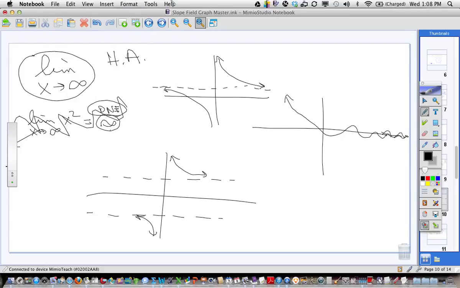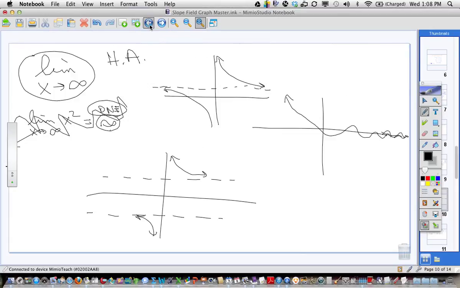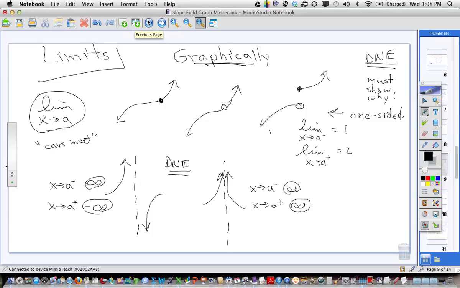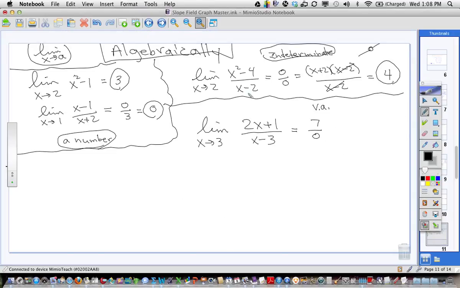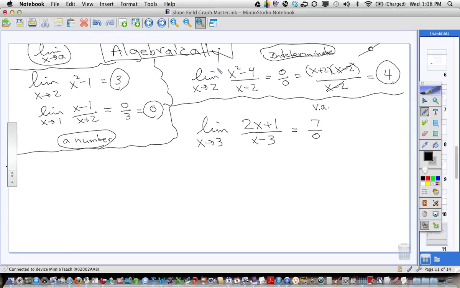A vertical asymptote is when the y values are getting really, really big as x approaches a number, this vertical line. So vertical asymptotes are always going to be when you have a problem like this, as x approaches 3 or as x approaches 2. A horizontal asymptote is always as x approaches infinity. And that is the difference, whether we're going that way or the up and down. Okay? And that's why I'm trying to organize this all here a little bit so we can kind of make sense of it. So when I get 7 over 0, that tells me I'm going to have a vertical asymptote.